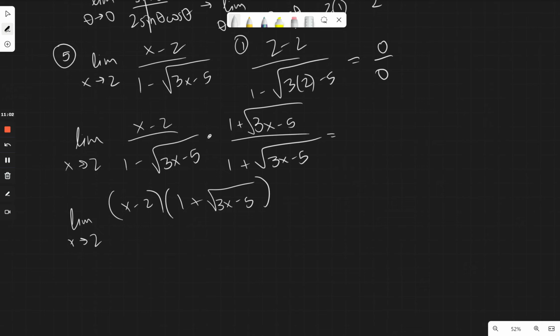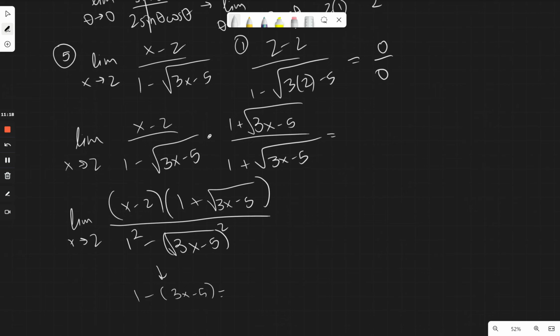This is a difference of squares, right? That's why we multiplied it by the conjugate. So the denominator is going to end up being 1 squared minus the square root of 3x minus 5 squared. So that's just 1 minus 3x minus 5, which is 6 minus 3x. Now, would you look at that? 6 minus 3x is equal to negative 3 times x minus 2.